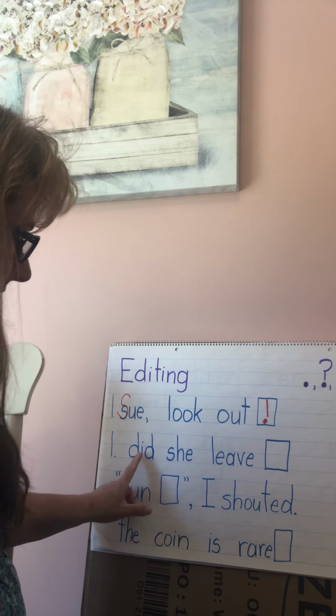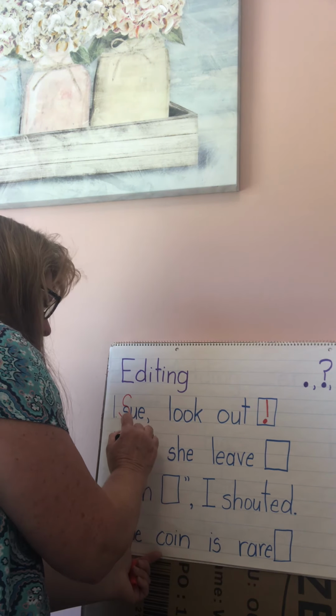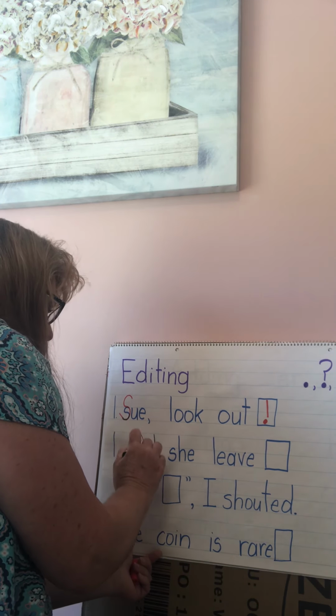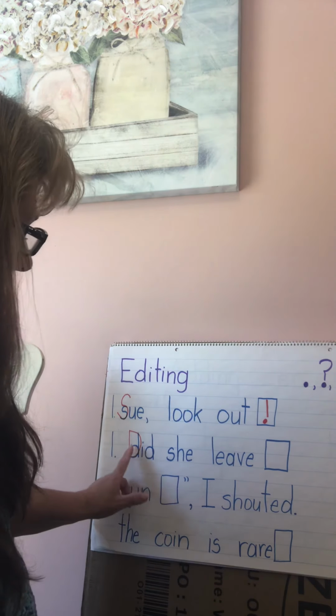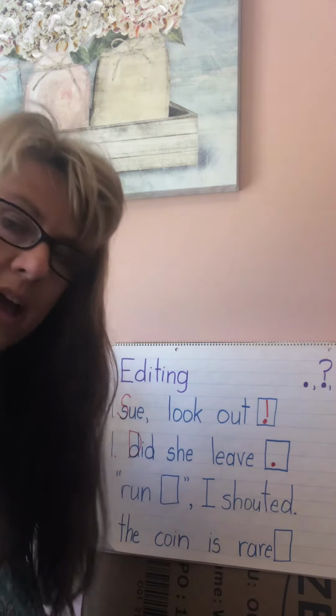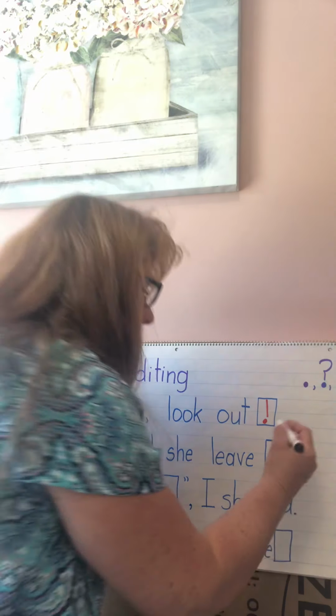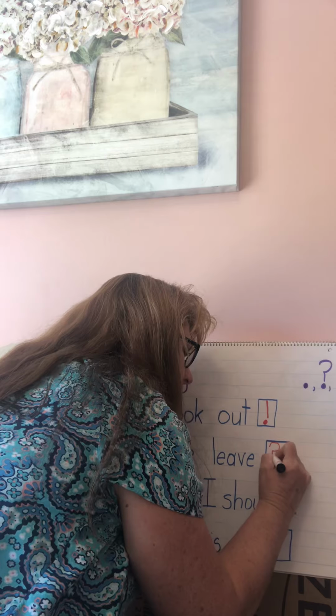This sentence says, did she leave? Well, first of all, I know I've got to change this to a capital D. Then, I know it's going to have a period at the end, but let's see if it has anything above that period. Did she leave? If I say that to you, did she leave? Am I waiting for an answer? Yes, I am. So, we need to put a question mark.